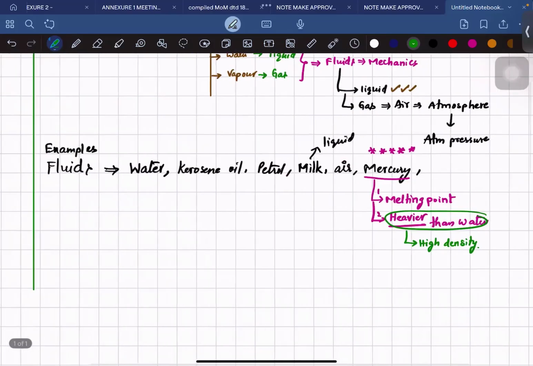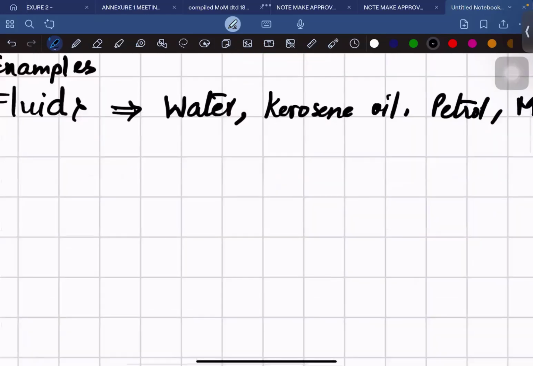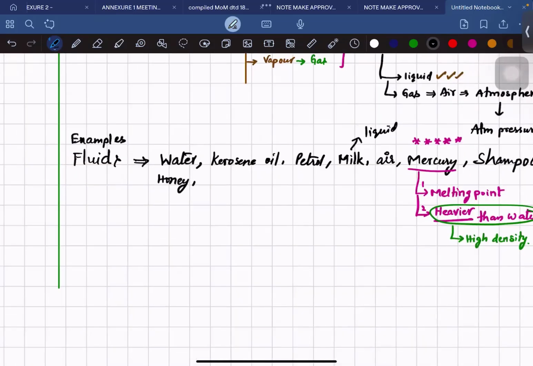Okay, so you have given plenty of fluid examples: water, kerosene, petrol, milk, air, mercury. Anything else you missed? Honey. Is shampoo included? Shampoo, yes, it is also a kind of fluid. That's a right answer. Yes, honey, perfect. That's a very good answer. Honey is also a fluid.